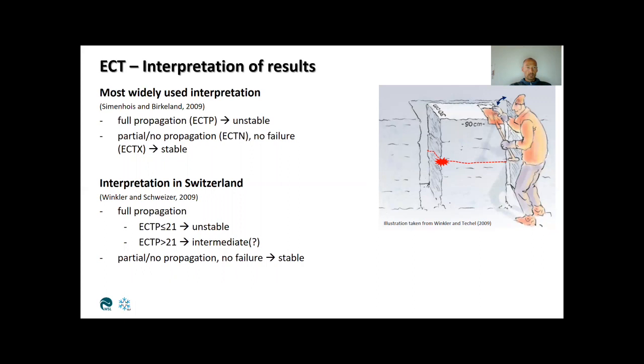In Switzerland, Kurt Winkler and Jörg Schweitzer also did a study using ECTs and trying to come up with a stability interpretation scheme, and their finding ended up with a three-class scheme. Full propagation, which with less than 21 taps is considered unstable. Full propagation with more than 21 taps required to cause this propagation is considered something like an intermediate class, and no propagation or no failure would be considered stable.